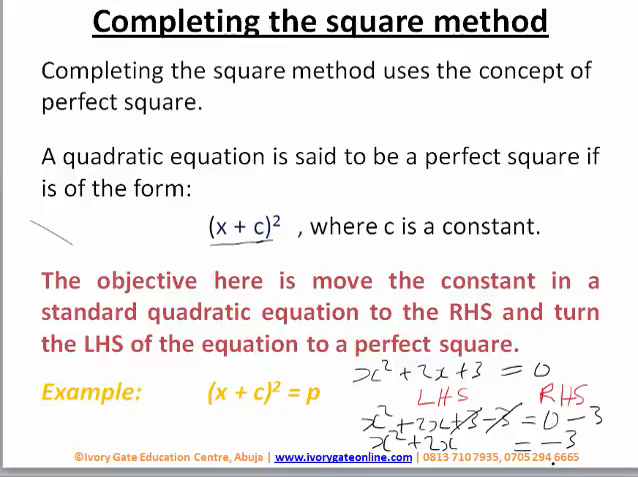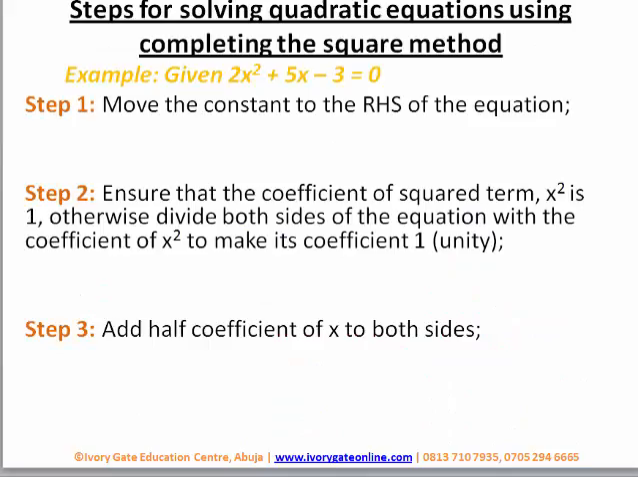So what we will now do in completing the square method is to work on this left hand side of the equation and make it become a perfect square. Then the constant is already here, and by the time we work it out to be a perfect square, it will be of this form. Then we solve the equation.